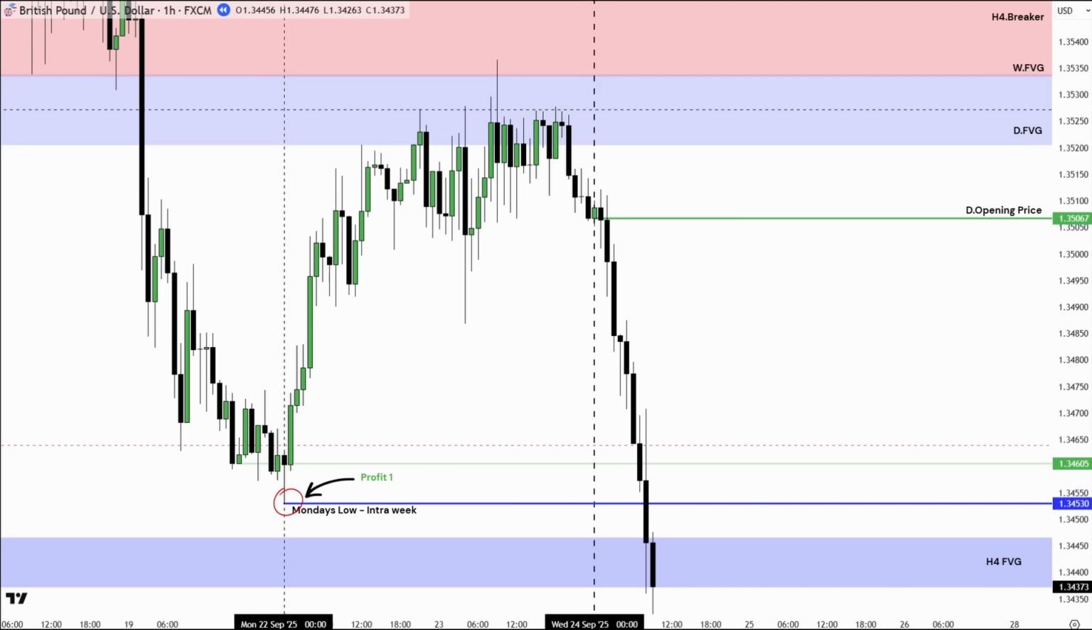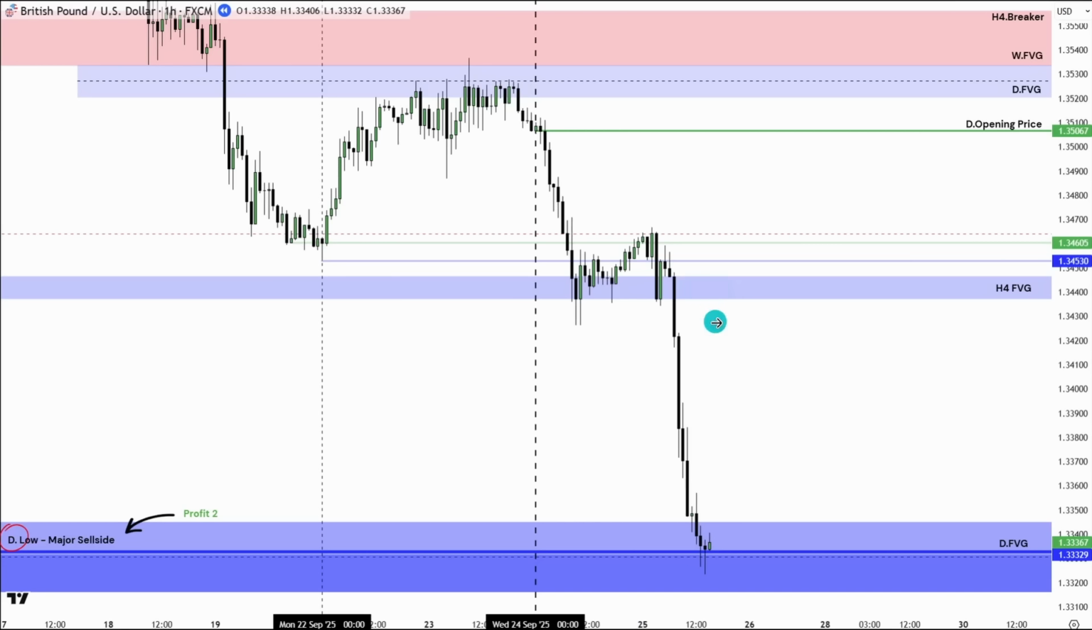So I moved my stop to break even and let the trade run because I anticipated that daily sell side liquidity pool. Remember that major buy side liquidity that we had on that daily dealing range. So I knew price was going to go lower still. So if we zoom out here, you can see how we ended up dropping for that daily low, which rested above the remainder of that daily fair value gap that we spoke about earlier.